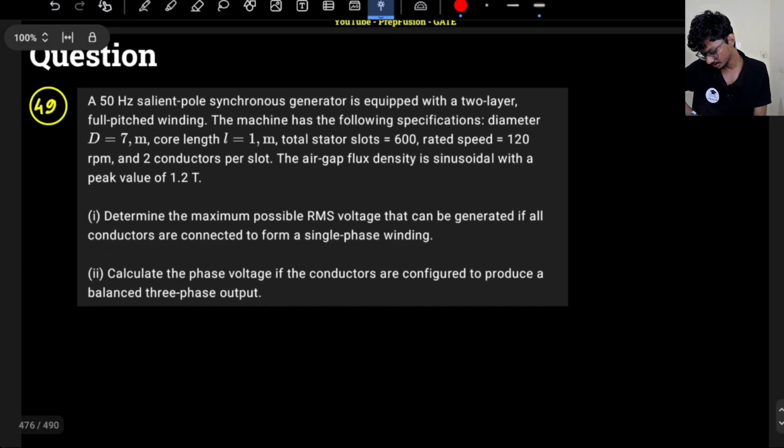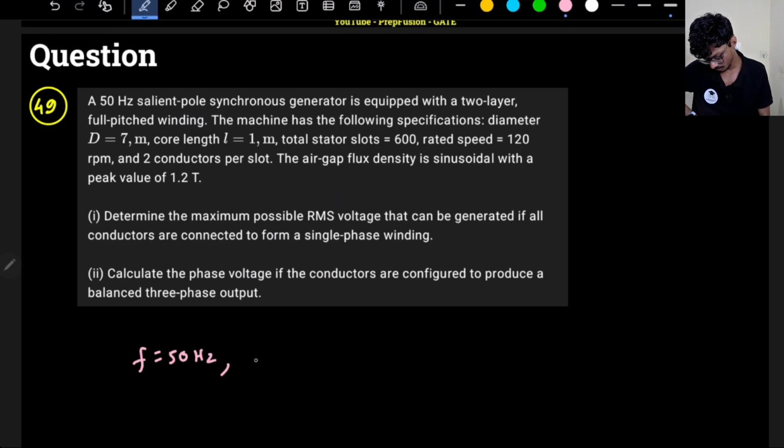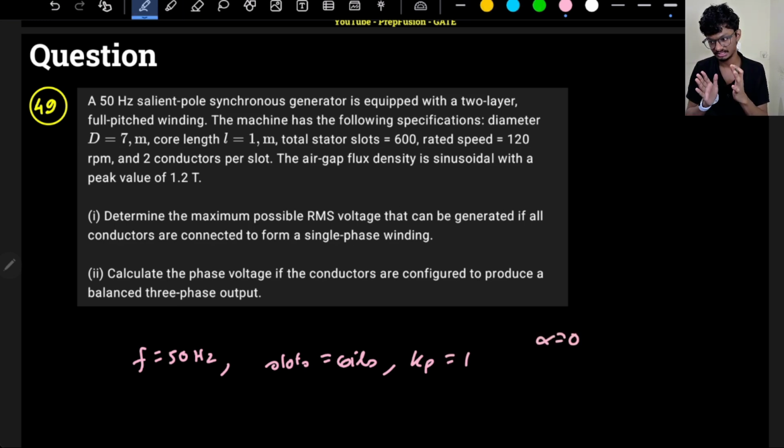So a 50 hertz salient pole synchronous generator with two layer, which means my number of slots will be equal to number of coils. Double layer, number of slots will be equal to number of coils. Full pitch means kp is 1, which means your alpha is 0, right? There is no shortening, the coil span is totally the pole pitch, so alpha is 0, that means kp is 1.